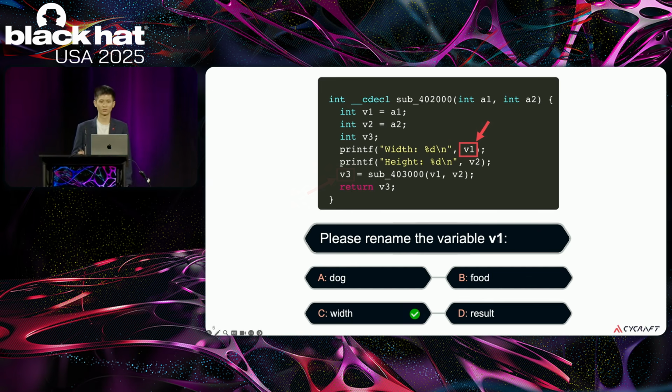Next, round 2. Again, please rename the variable v3. Please show me your hands if you think the answer is A, B, C, or D. Oh, it seems that some people think the answer is C, and some people think the answer is D. So let's look. Oh, the answer is none of them. The correct answer is: don't raise your hand.